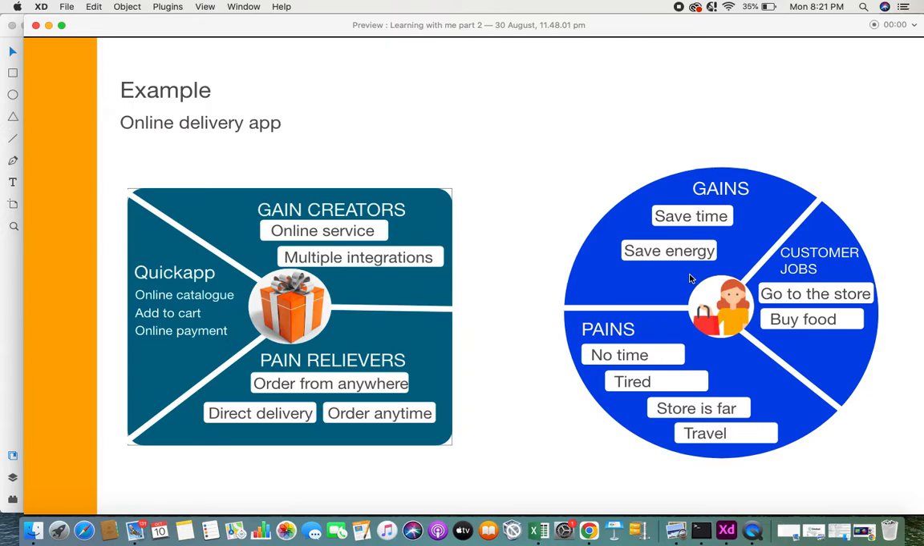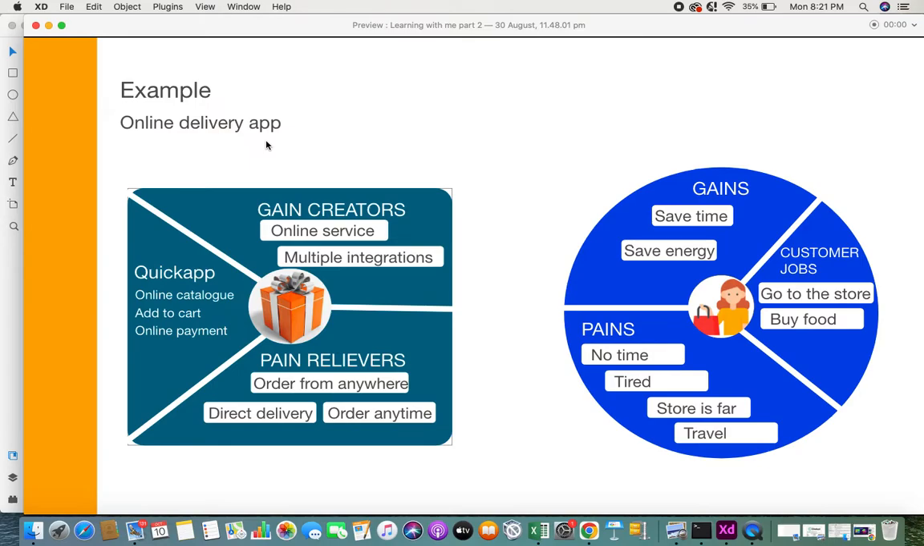this value proposition canvas. So first, let's imagine that you have an online delivery application. Okay, and now you're trying to pitch to a customer or a stakeholder as to why this is really important and how this is going to really ease out their day-to-day tasks, and it's going to relieve them of any pains they have, and how it's going to help them to gain something.